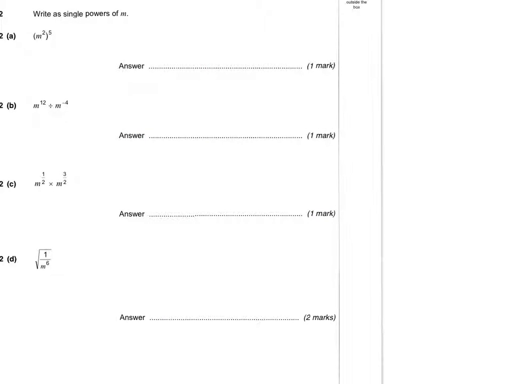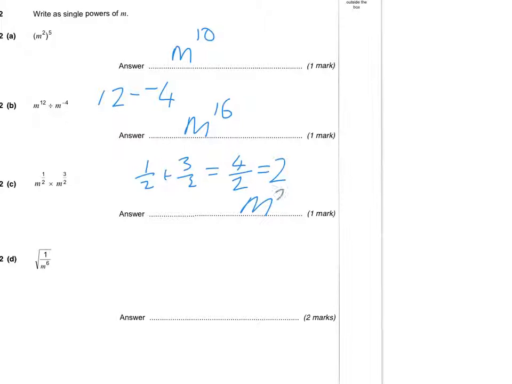Question 2. Write as single powers of m. So this is m to the power of 2 times 5, so that's m to the power of 10. When you divide, you subtract the powers, so it's 12 minus -4, which is 16, so it's m to the power of 16. When you multiply, you add the powers, so it's 1/2 plus 3 over 2, which is 4 over 2, which is 2, so it's m squared.